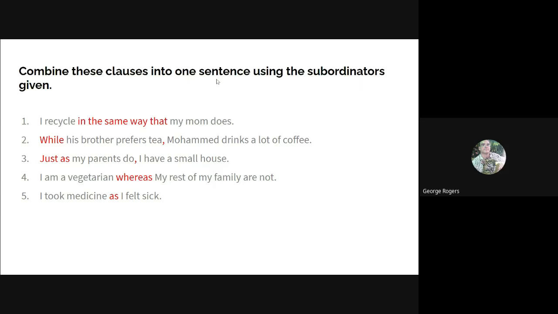So again, subordinators are always one sentence. If you start with the actual subordinator at the beginning, you need a comma. And the subordinator, the words we're talking about, they go with the dependent clause. So that's what we will try to remember. Okay, so now we're going to do some review.